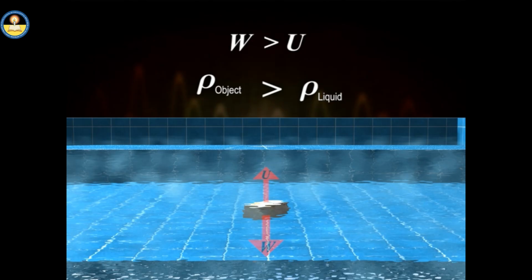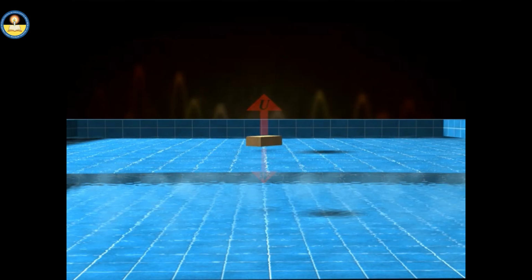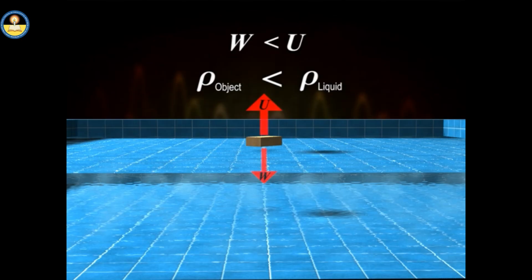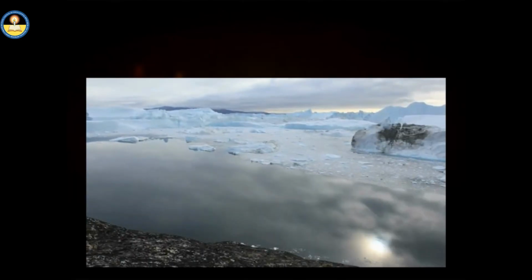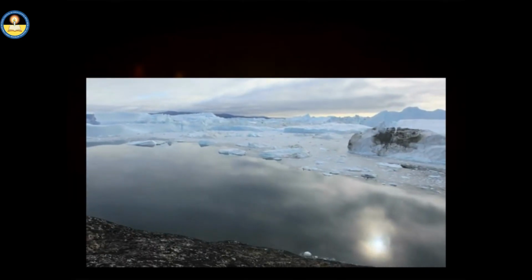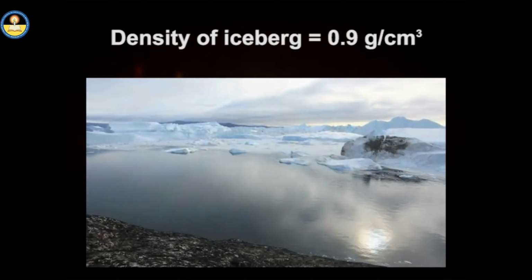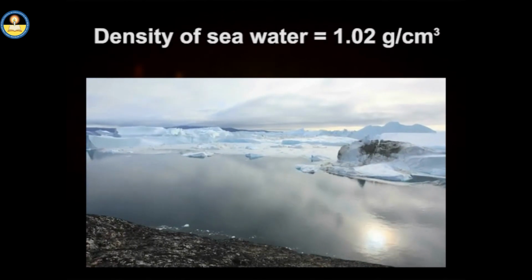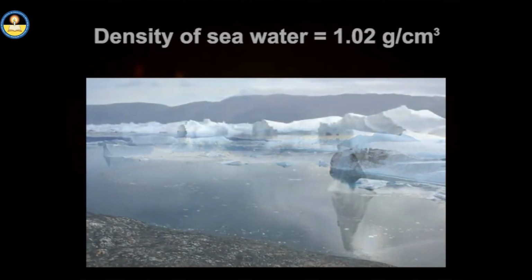In other words, if the density of the immersed, homogeneous and solid object is more than that of the fluid, the object will sink, as the weight of the body is more than the upthrust. While the body will float if the density is less than the fluid, as the weight of the body is less than the upthrust. That is why an iceberg floats in the seawater, as the density of the iceberg is 0.9 gram per centimeter cube and the density of seawater is 1.02 gram per centimeter cube.